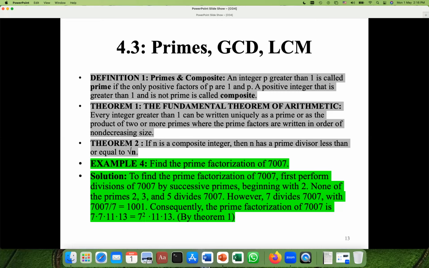So now we have the prime numbers. Then we will see the GCD, which is the same as what you already studied in your 3rd and 4th classes, maybe in mathematics, and the LCM. So, the prime definition.